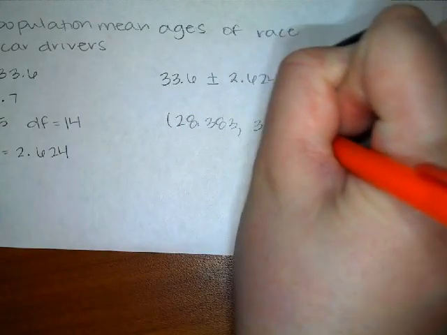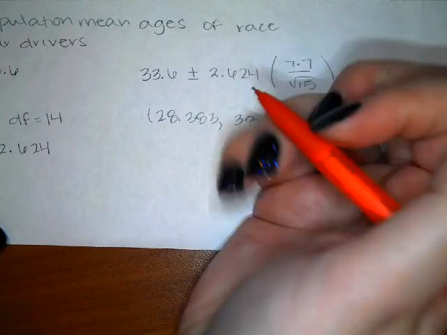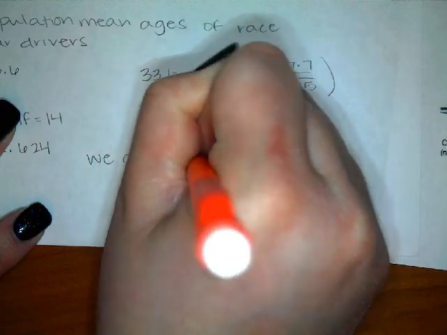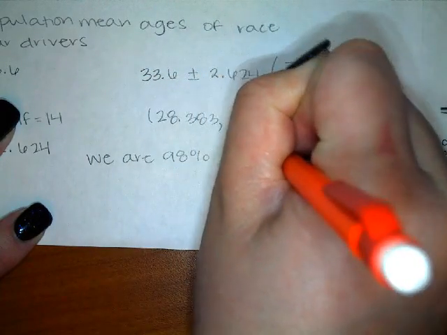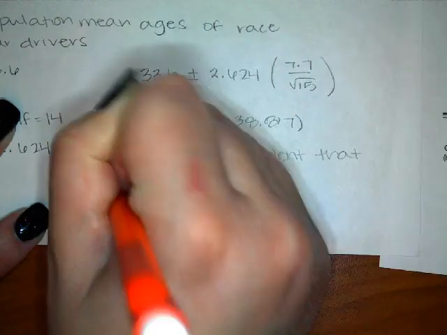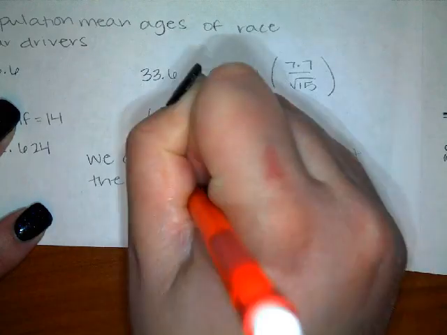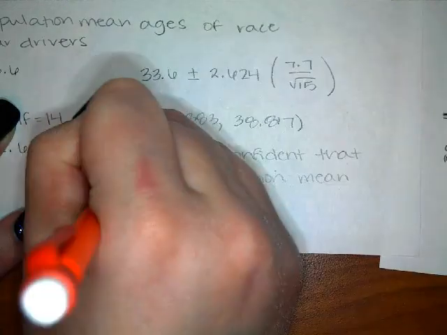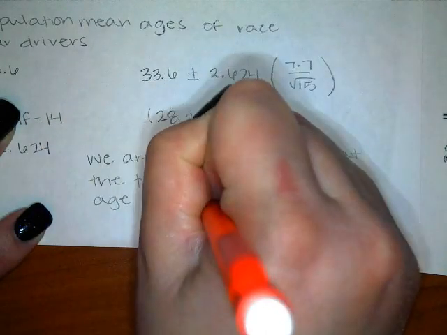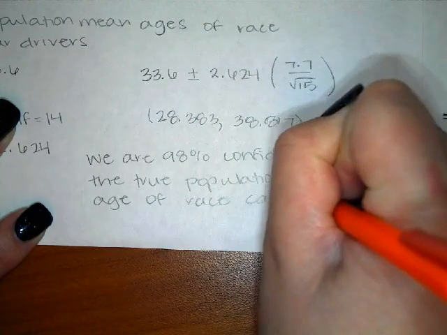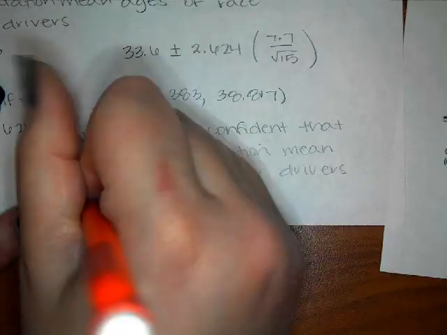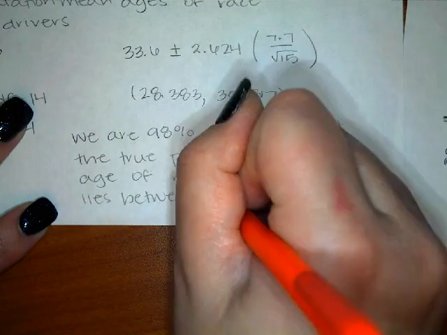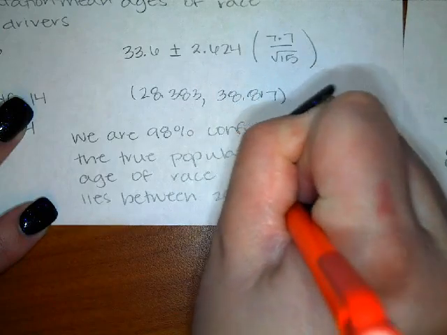All right, so we are 98% confident that the true population mean age of race car drivers lies between 28.383 and 38.817 years.